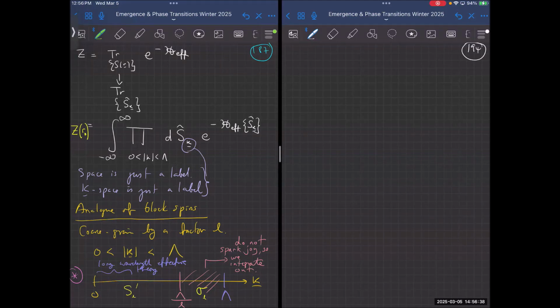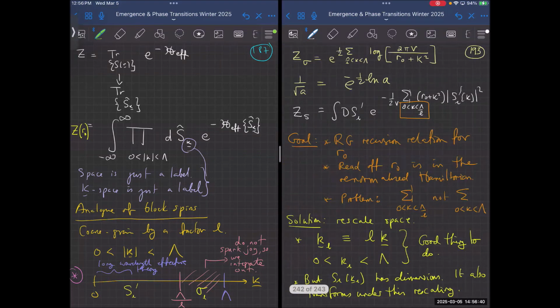So in order to make the apples to apples comparison, I actually have to rescale K so that the variable here, look at the left on the right hand side, which I just pointed at, that sum goes from 0 to lambda, not 0 to lambda over L. Okay, did I answer your question? Okay, which part of it didn't I answer?